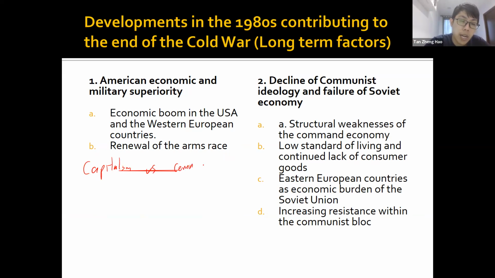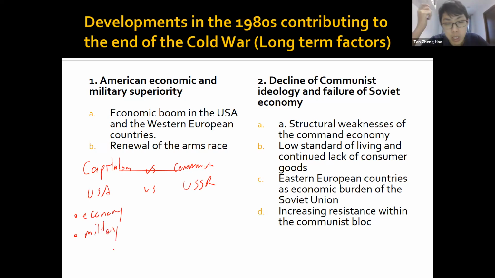Okay, we look at how the USA was much stronger than the USSR. In what aspects are we going to look at? Mainly in terms of economy, the US was much richer for most of its period, and the military, the US was also superior compared to the USSR. Okay, and let's go through some of the factors in the next few slides.